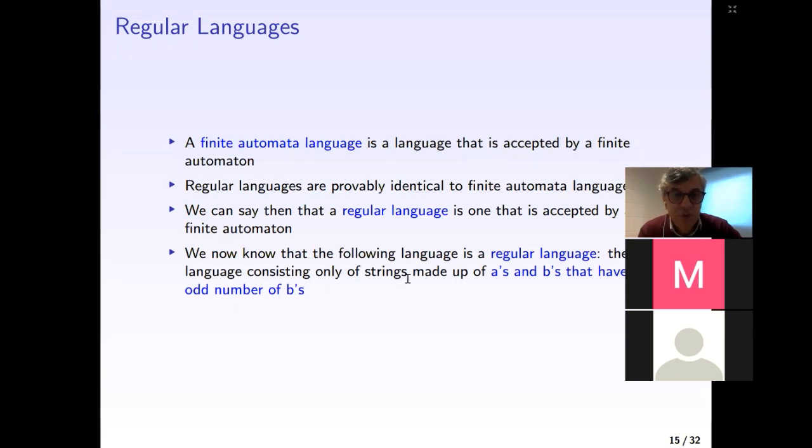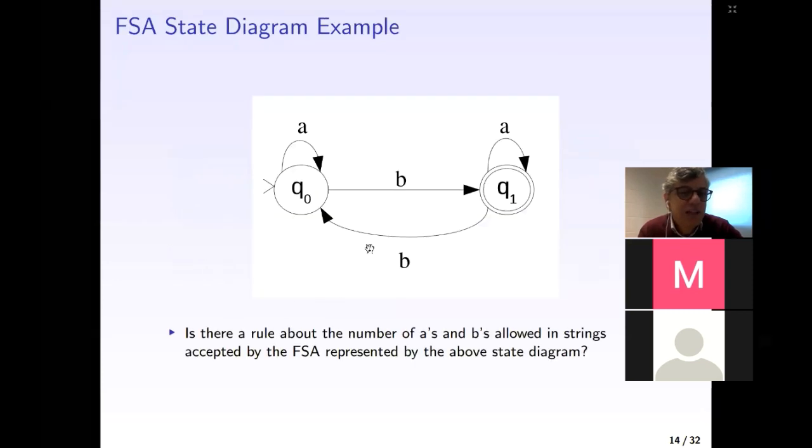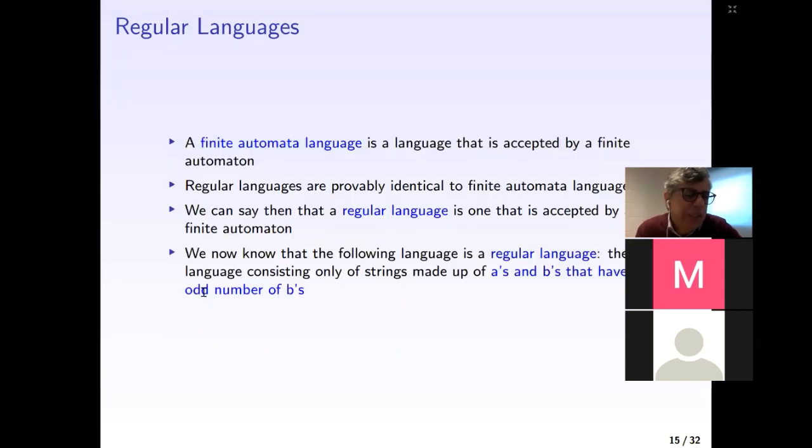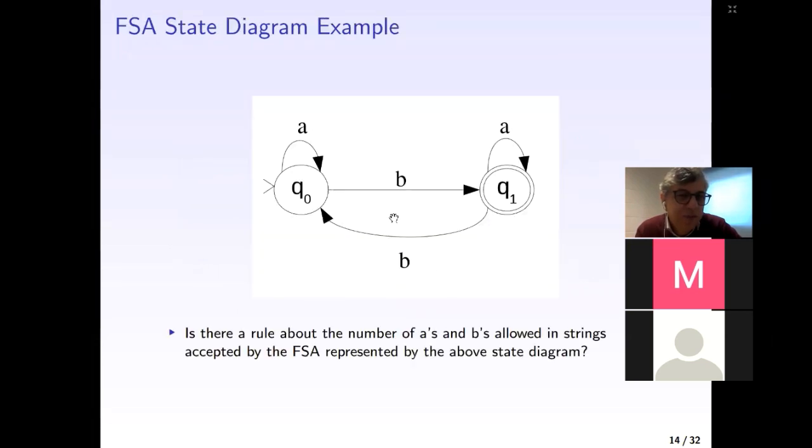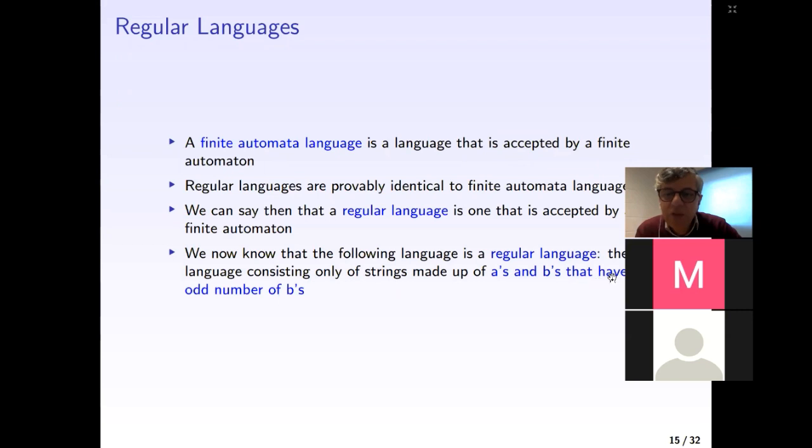It's the language consisting only of strings made of A's and B's that have an odd number of B's. So what is the answer to this question? What could be the language? What could be the grammar which is compatible with this automata? It says, a language that has an odd number of B's.